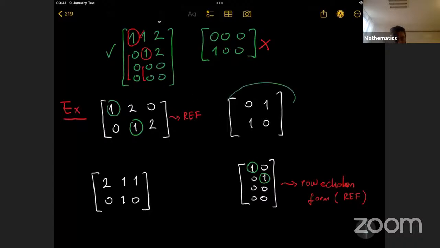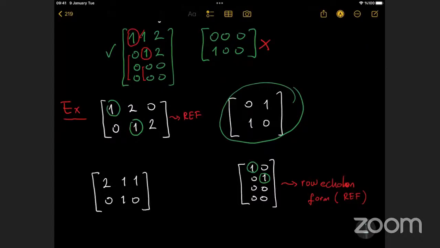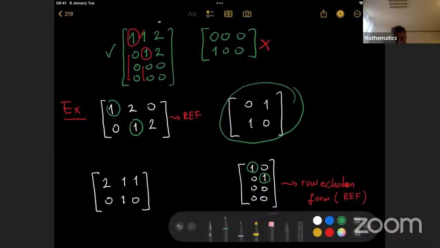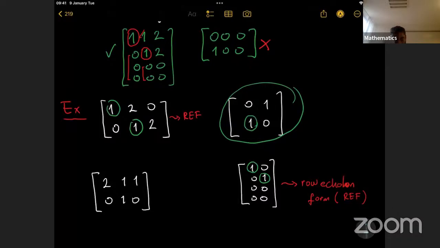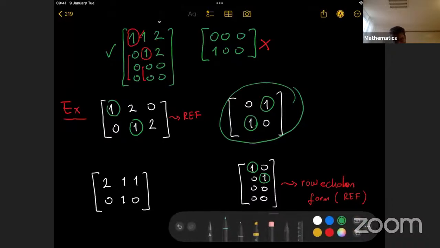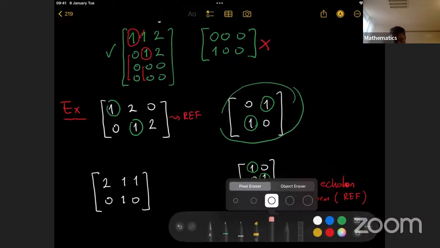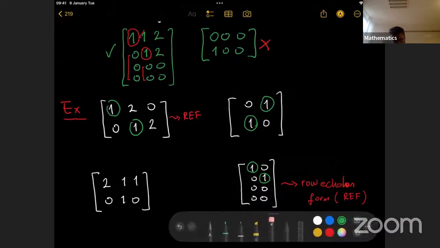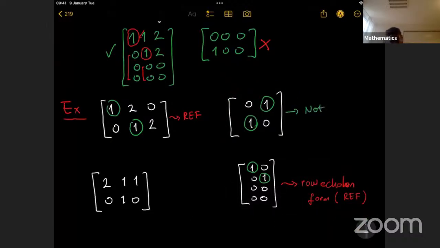What about this? Is it in REF? If it is changed, it can be. Right, it can be in REF, but right now it is not, because the leading one here is on the right. It must be on the left, right? This is the second row. The second row's leading one must be to the left of the first row's leading one. So the second leading one is on the right of the first leading one. That's why this is not REF.